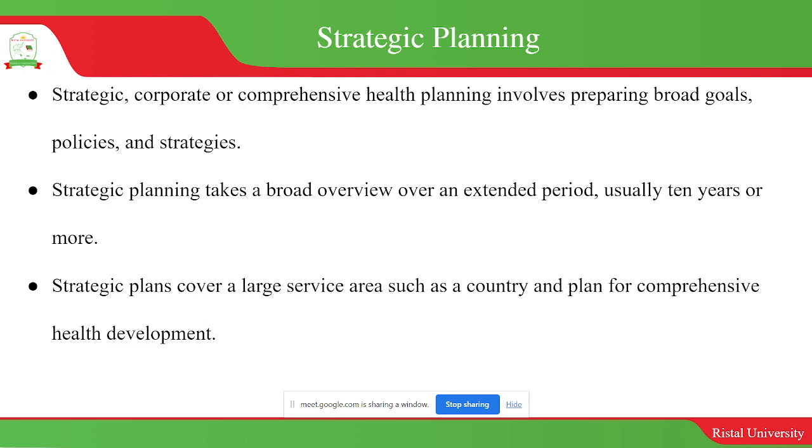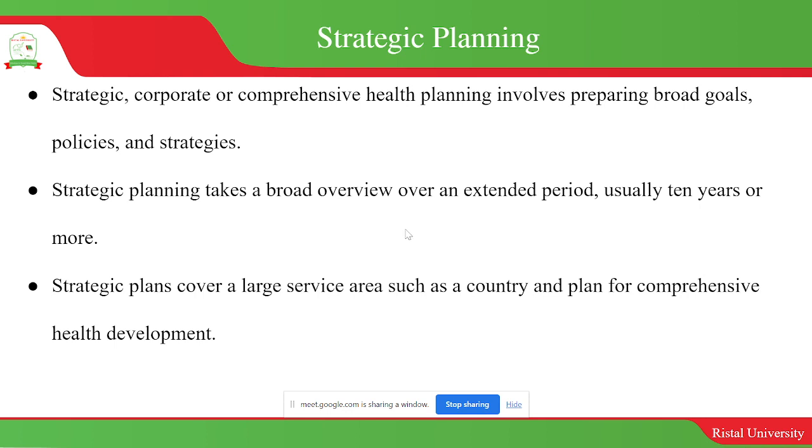We can call it comprehensive or basically corporate health planning. You look at a broader perspective. It's not about the lower level planning where they have the lower managers looking at the implementation of the key activities. Instead, it takes a broader view over an extended period of time, which usually can be 5 to 10 years or 3 to 5 years, depending. But it can be actually more than that.